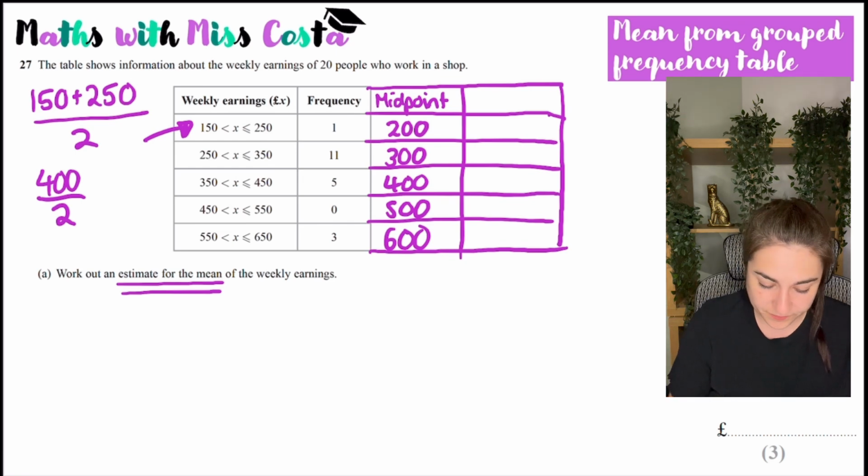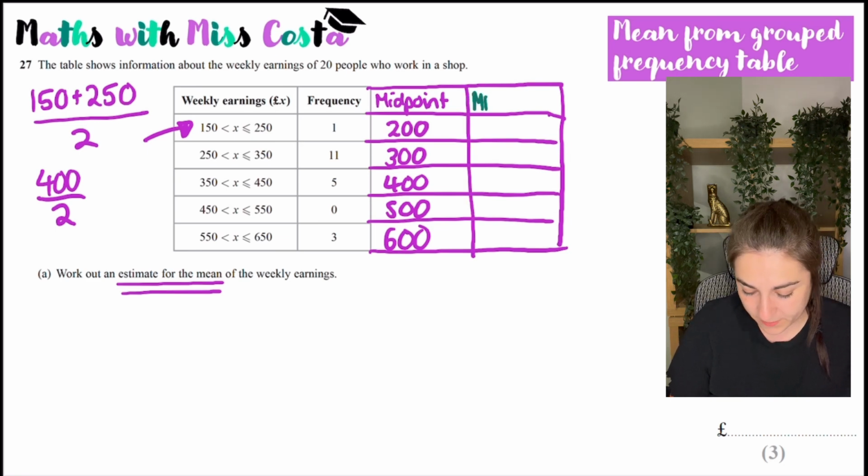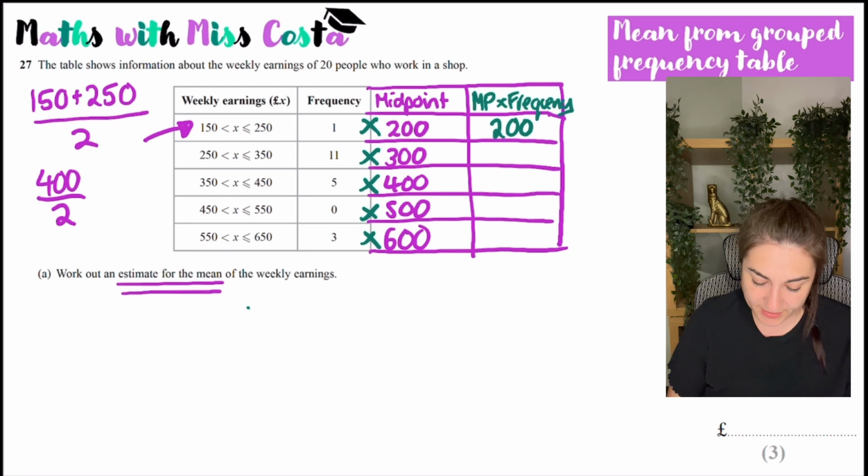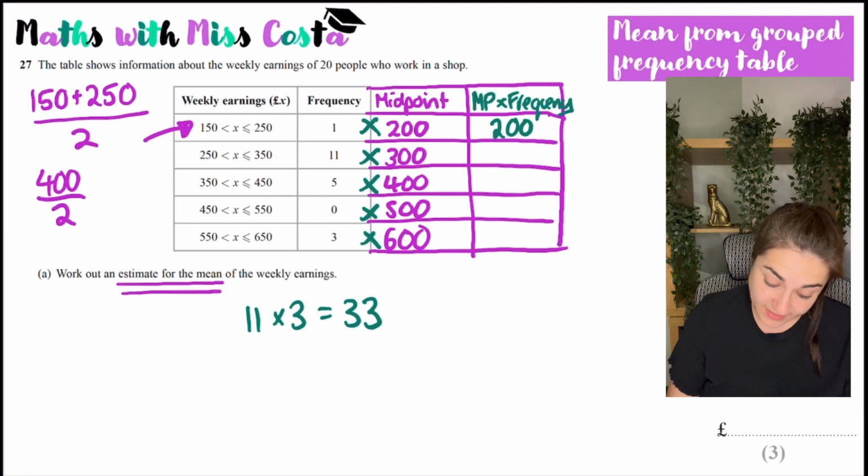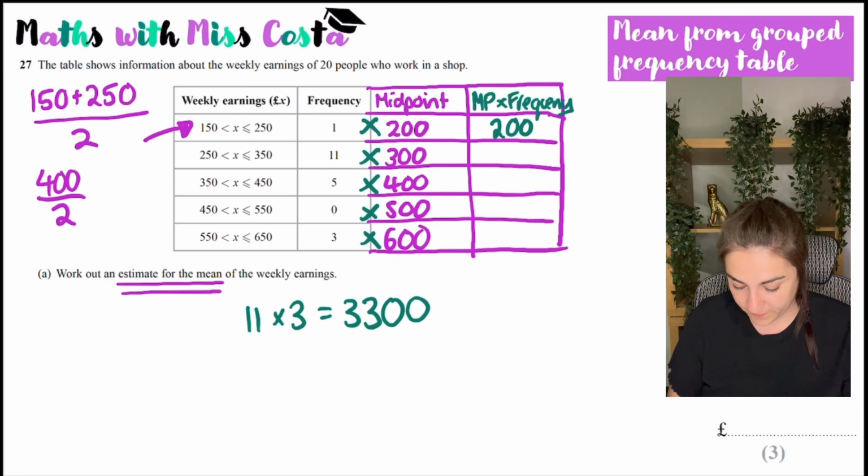So that's step one. Then what I do, now that I have found my midpoint, in my final column, oops, I did the times in the wrong place. In my final column, what I can call this column is the midpoint times by the frequency. So what I do is I multiply my frequency by my midpoint. So 1 times 200 is 200, 11 times 300, so 11 times 3 is 33, so 11 times 30 would be 330, and 11 times 300 would be 3,300. So we can do it like that.